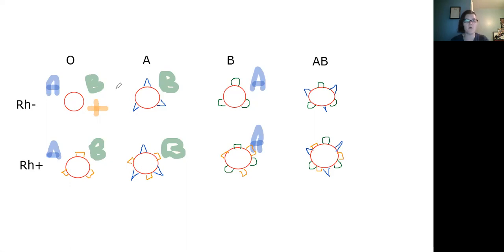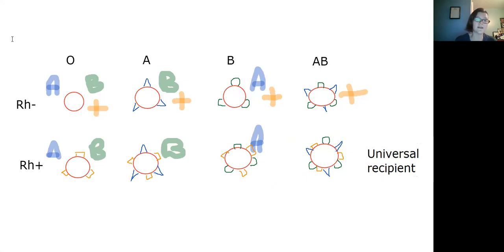So the negative O will bounce out positive O. Negative A will bounce out positive A. Negative B will bounce out positive B. And negative AB, even though they're okay with A and B, will still bounce out positive AB. The AB positive club is the one everybody's allowed in. Sometimes we call this the universal recipient because it is a person who can take any blood cells into their body. They don't have any bouncers. Nobody's trying to keep anything out.